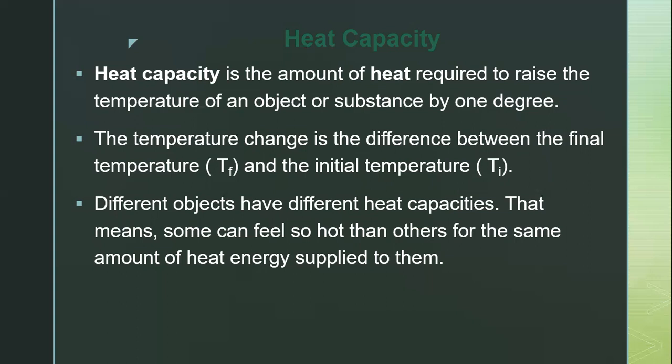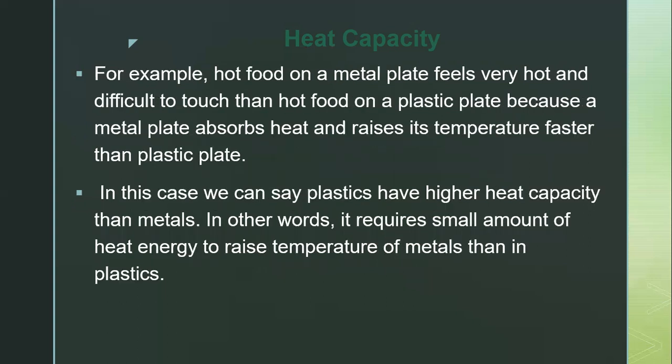Now, we have to notice that different objects have different heat capacities. This means that some can feel hotter than others for the same amount of heat energy that is supplied to them. For example, hot food on a metal plate feels very hot and is difficult to touch, compared to hot food on a plastic plate, because a metal plate absorbs the heat and raises its temperature faster than a plastic plate.